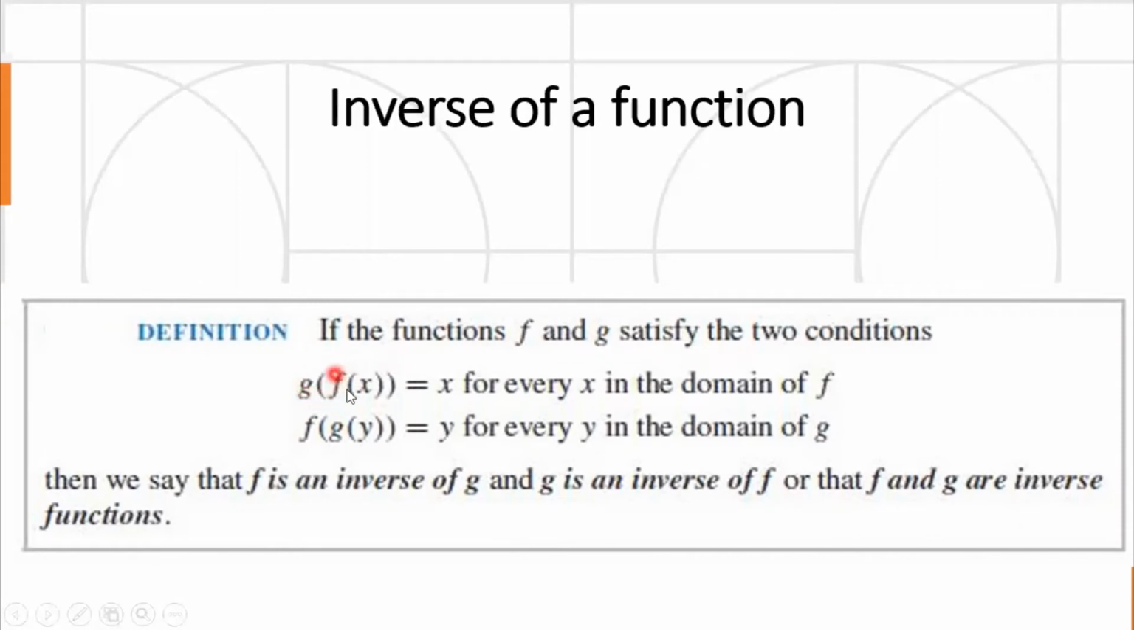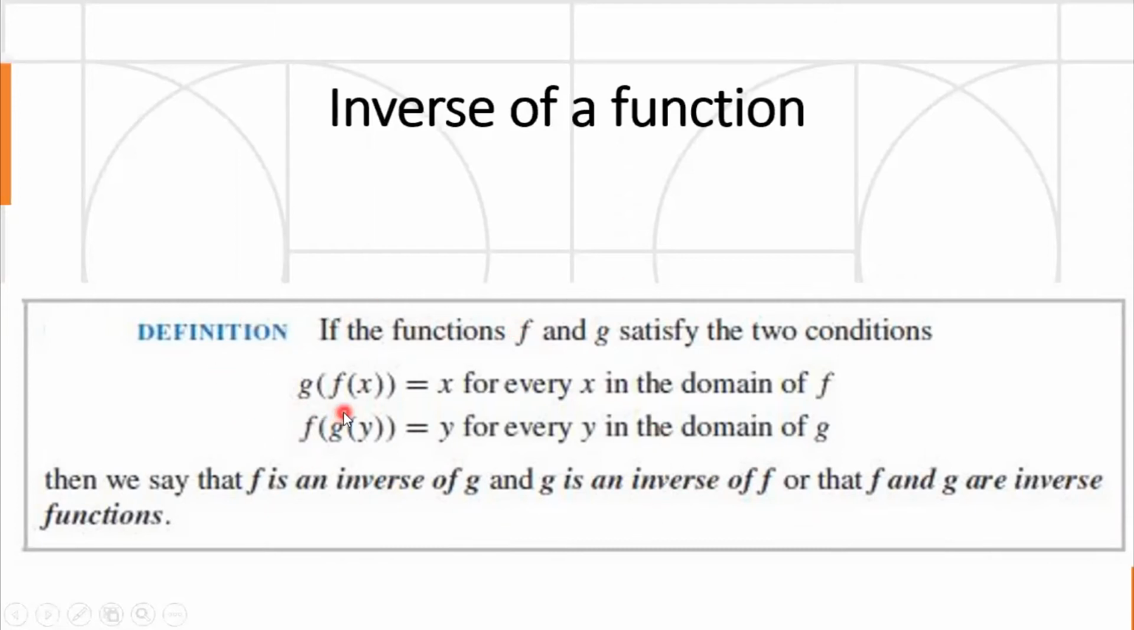then g of f of x is equal to x for every x in the domain of f, and f of g of y is equal to y for every y in the domain of g. Then we say that f is an inverse of g and g is an inverse of f, or that f and g are inverse functions. Okay? So for us to say that f is an inverse of g and g is an inverse of f, we have to satisfy these two conditions.